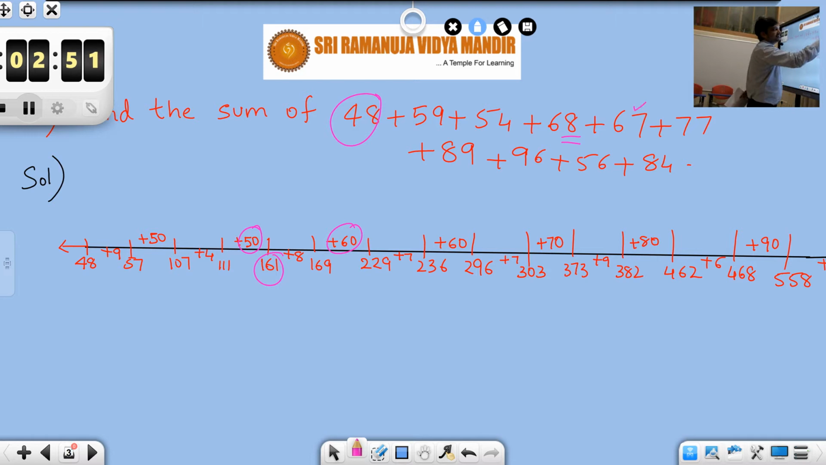229, 229 plus 7, 236, 236 plus 60, 296, 296 plus 7, 303, 303 plus 70 again, 373, and 373 plus 9, this is 382, 382 plus 80, 462, 462 plus 6, 468, 468 plus 90, that is 558, and then 558 plus 6, 564, 564 plus 50, 614, 614 plus 4, 618, 618 plus 80, that is 698.